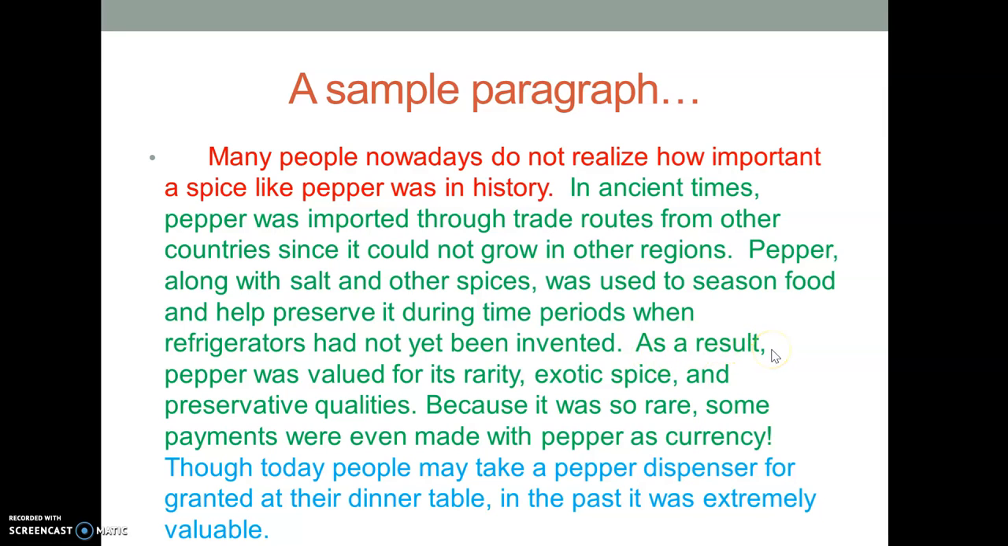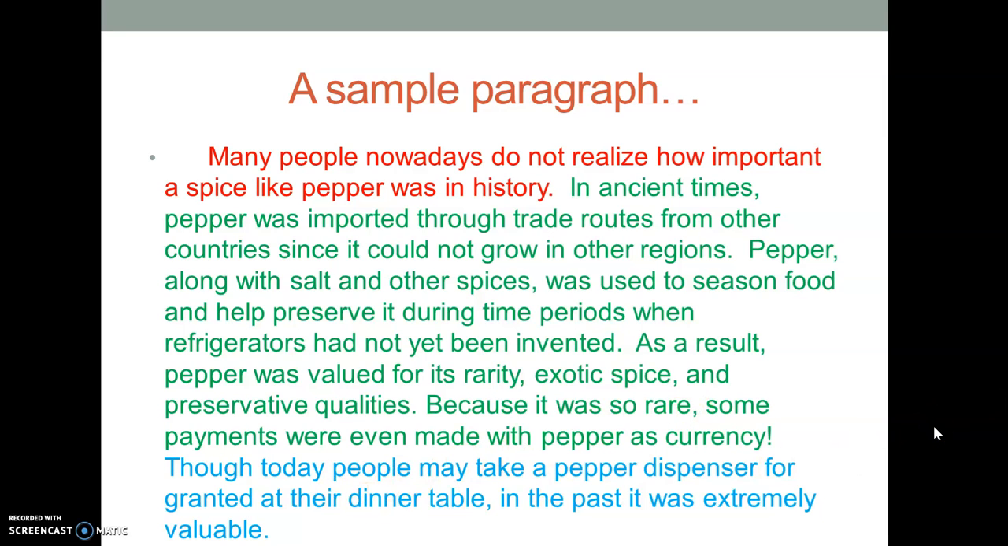As a result, pepper, back to the topic, we have pepper, was valued for its rarity, exotic spice, and preservative qualities. Because it was so rare, some payments were even made with pepper as currency. So that's a complex sentence using that because phrase. Look at this last blue sentence, please.